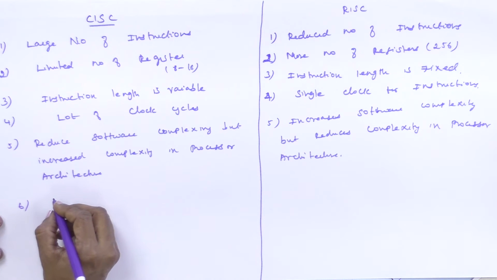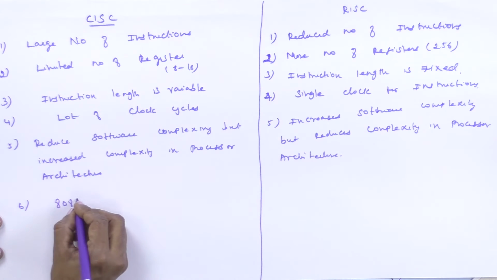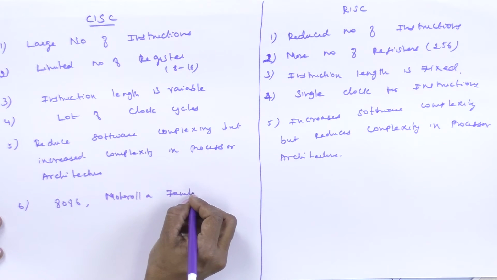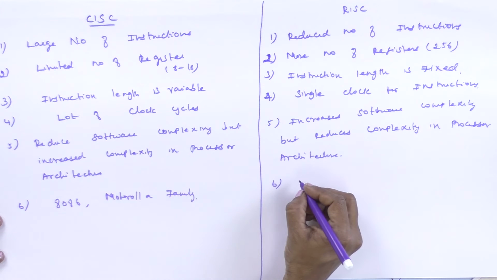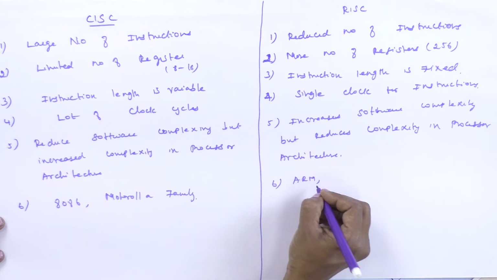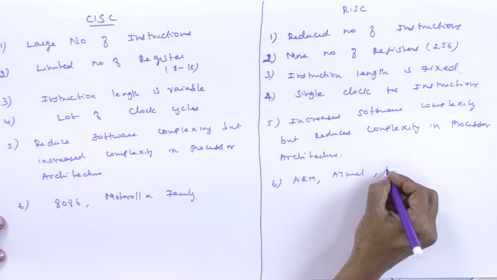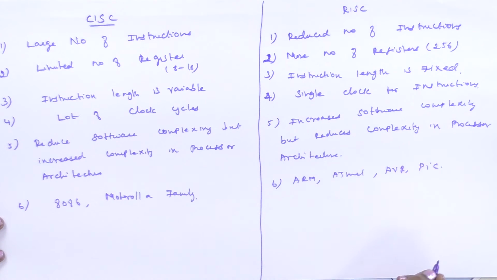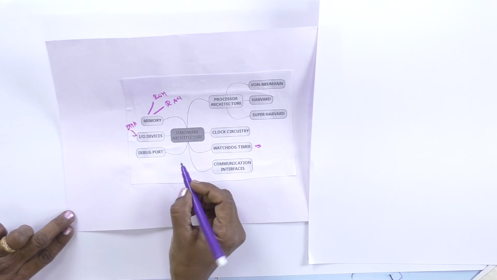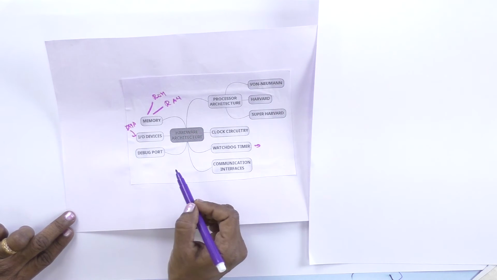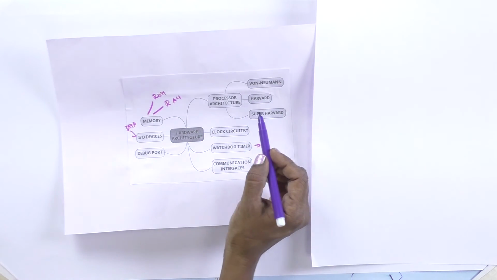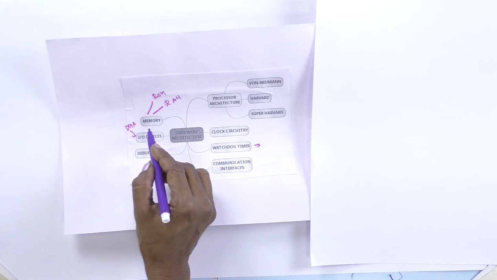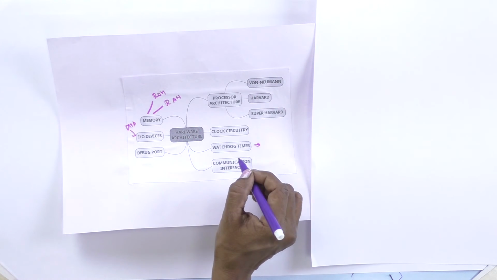So the examples of CISC processors are the 8086 and Motorola families. Examples of RISC processors are ARM, Atmel AVR, PIC, etc. Today we have discussed the hardware architecture, in which the processor architecture has been covered, consisting of von Neumann, Harvard and Super Harvard architecture. And we'll discuss the memories and clock circuits, timers, etc.